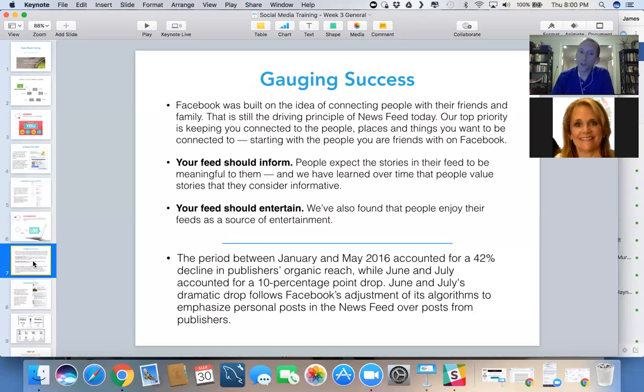Which brings us to the third point, your feed should entertain, which is what Facebook is telling us. We found people enjoy their feeds as a source of entertainment. Well, why does Facebook do that? Why do they care what entertains us? Well, what entertains us stops you from scrolling, and it catches your eye.